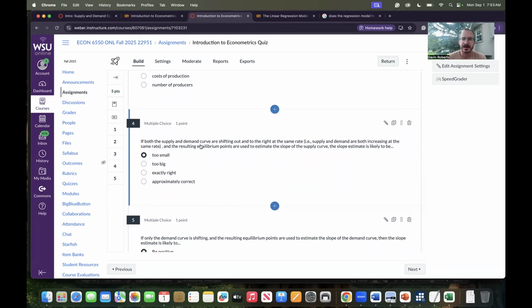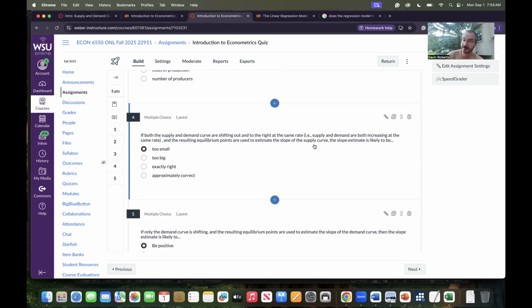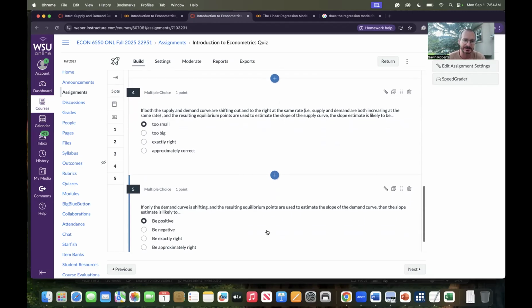Now, if both the supply and demand curve are shifting outward to the right at the same rate, then we're probably going to get too flat of a demand curve estimate. I would draw that out. That would be a good one to put on splash paper. Do an original demand and supply, then shift both of them to the right, then shift both of them to the right again. If you did perfect shifts, you literally get a horizontal line instead of a downward sloping line. Or sorry, an upward sloping line, because we're talking about the supply curve here. That's why it's too small.